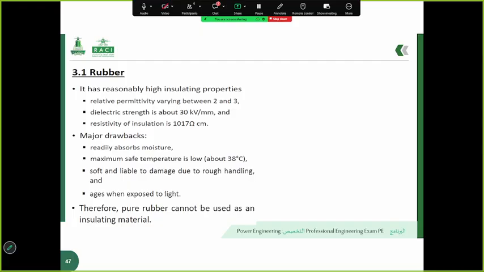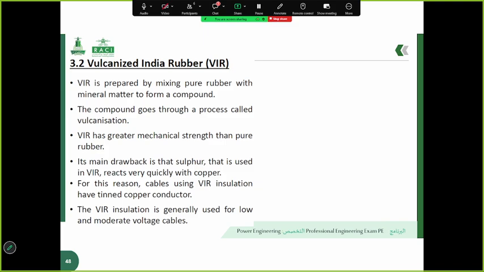It readily absorbs moisture and has a very low maximum safe operating temperature of about 38 degrees centigrade, which makes it unsuitable for most power applications. Furthermore, rubber is soft and liable to damage from rough handling and edges, and when exposed to light, which compromises its long-term reliability. So this slide explains the properties of vulcanized India rubber, a key insulating material.